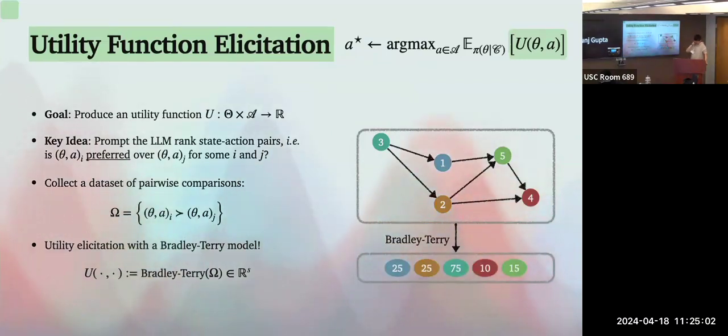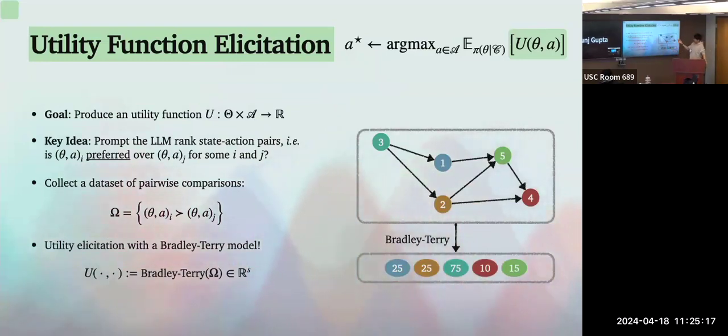Oh, but there are 5 states, 5 state action pairs, and there are 6 state action pairs of the nodes. Yeah, 6 comparisons. But at the end of the day, what we really care about is the utility associated with each of the state action pair.